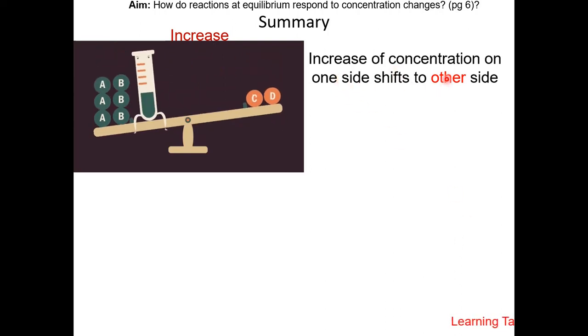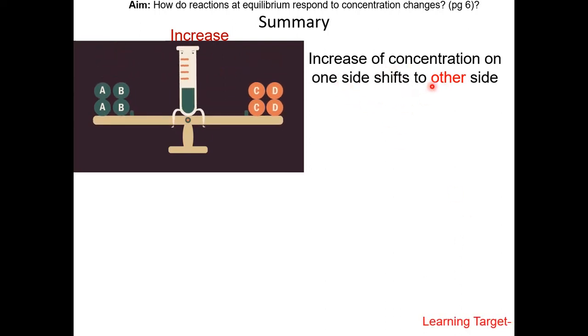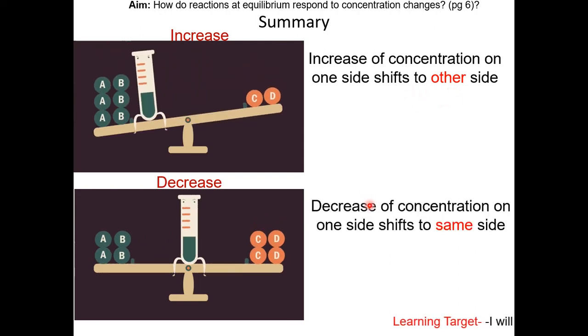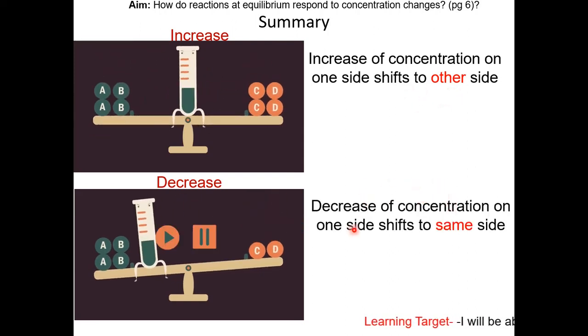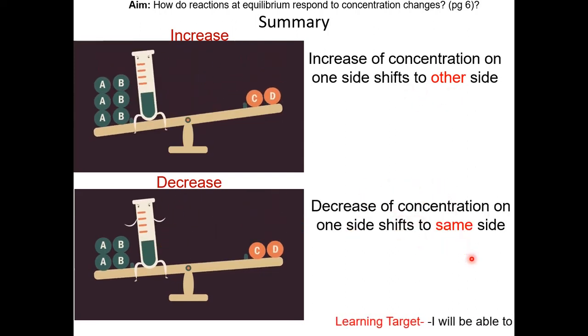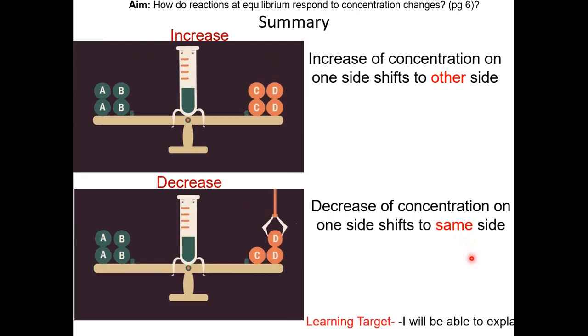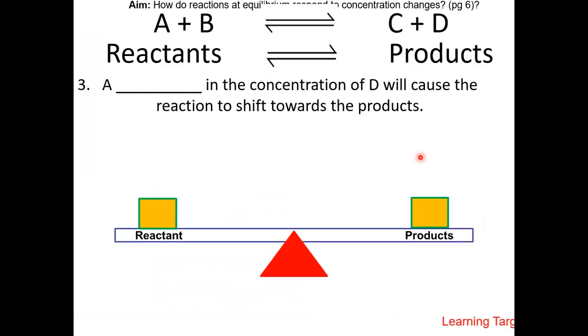Here's a summary slide of what we talked about. Increasing the concentration on one side shifts to the other side. Decreasing the concentration on one side shifts to the same side. Try to finish the rest of the questions on page 6 on your own. Pause the video and resume once completed. Here are the answers.